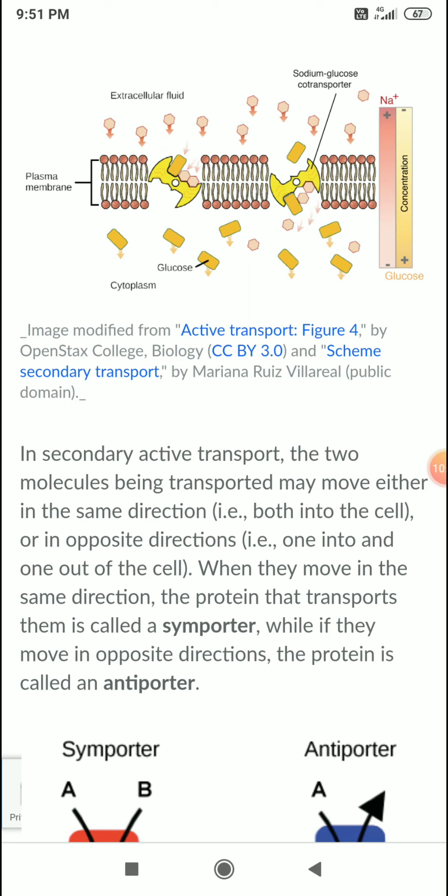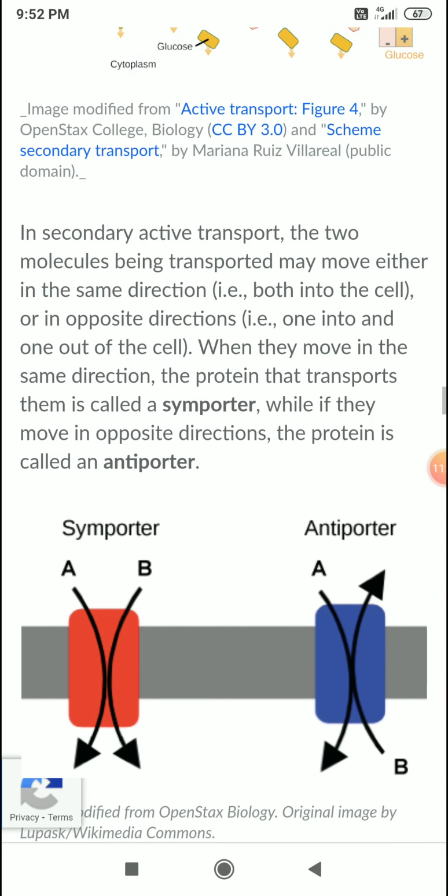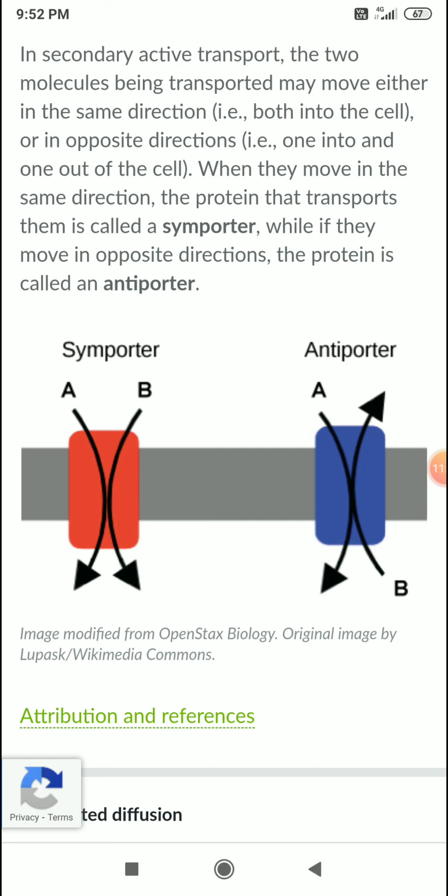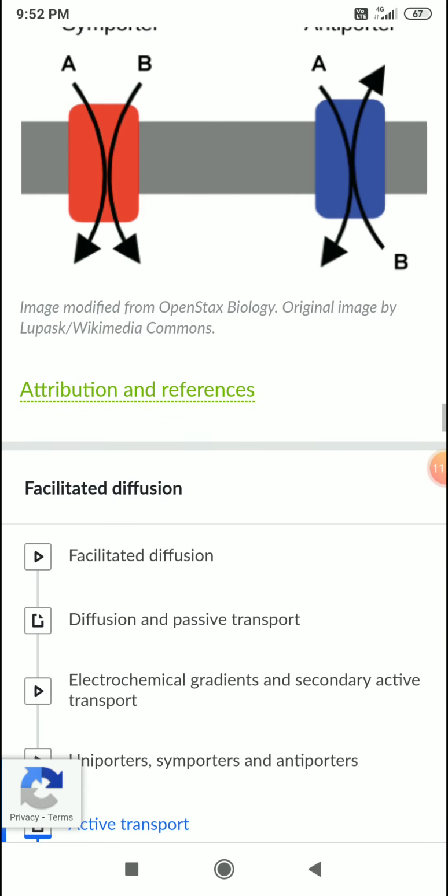In secondary active transport, the two molecules being transported may move either in the same direction, both into the cell, or in opposite directions, one into and one out of the cell. When they move in the same direction, the protein that transports them is called a symporter. If they move in opposite directions, the protein is called an antiporter. Likewise, same direction means symporter, and opposite direction means antiporter.